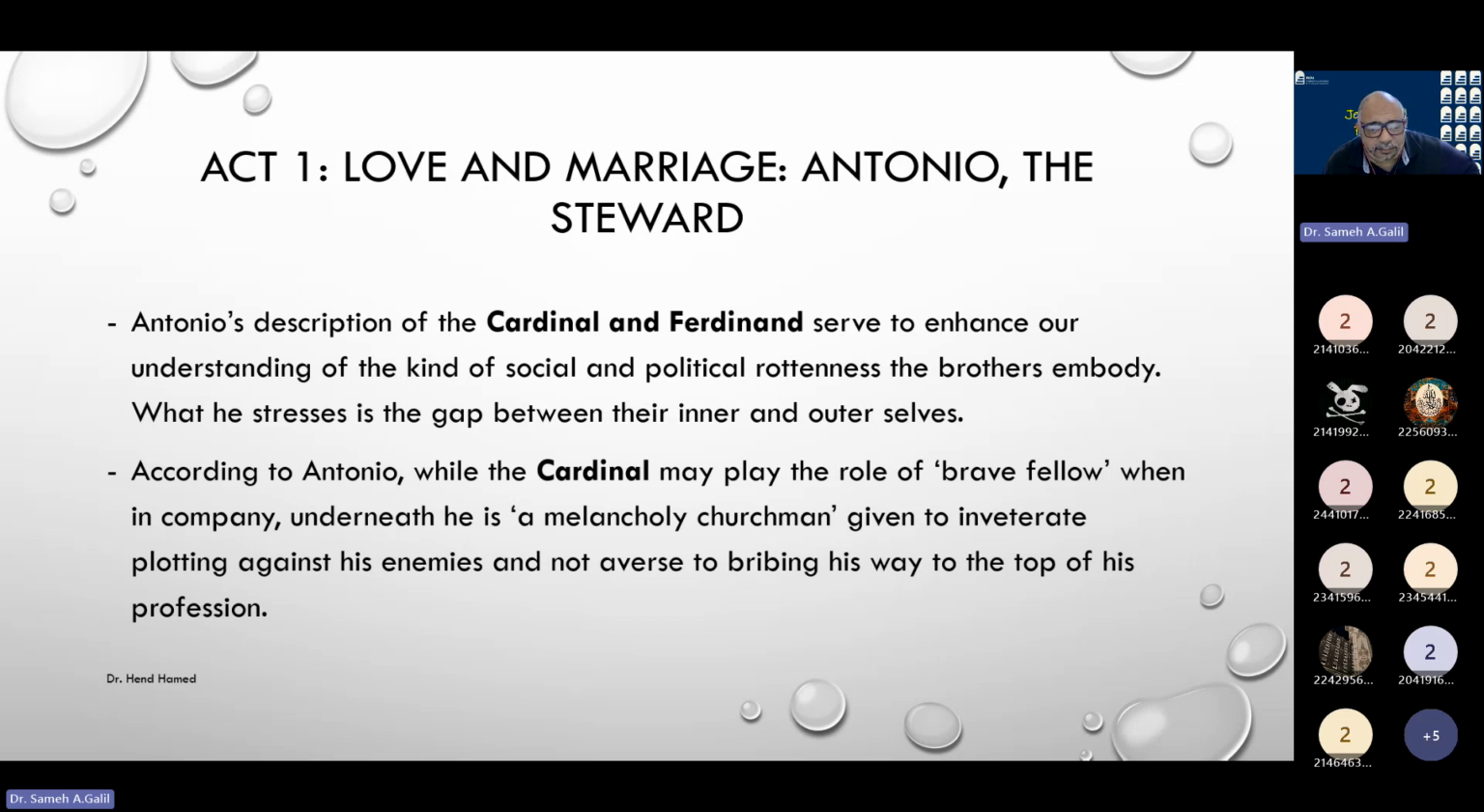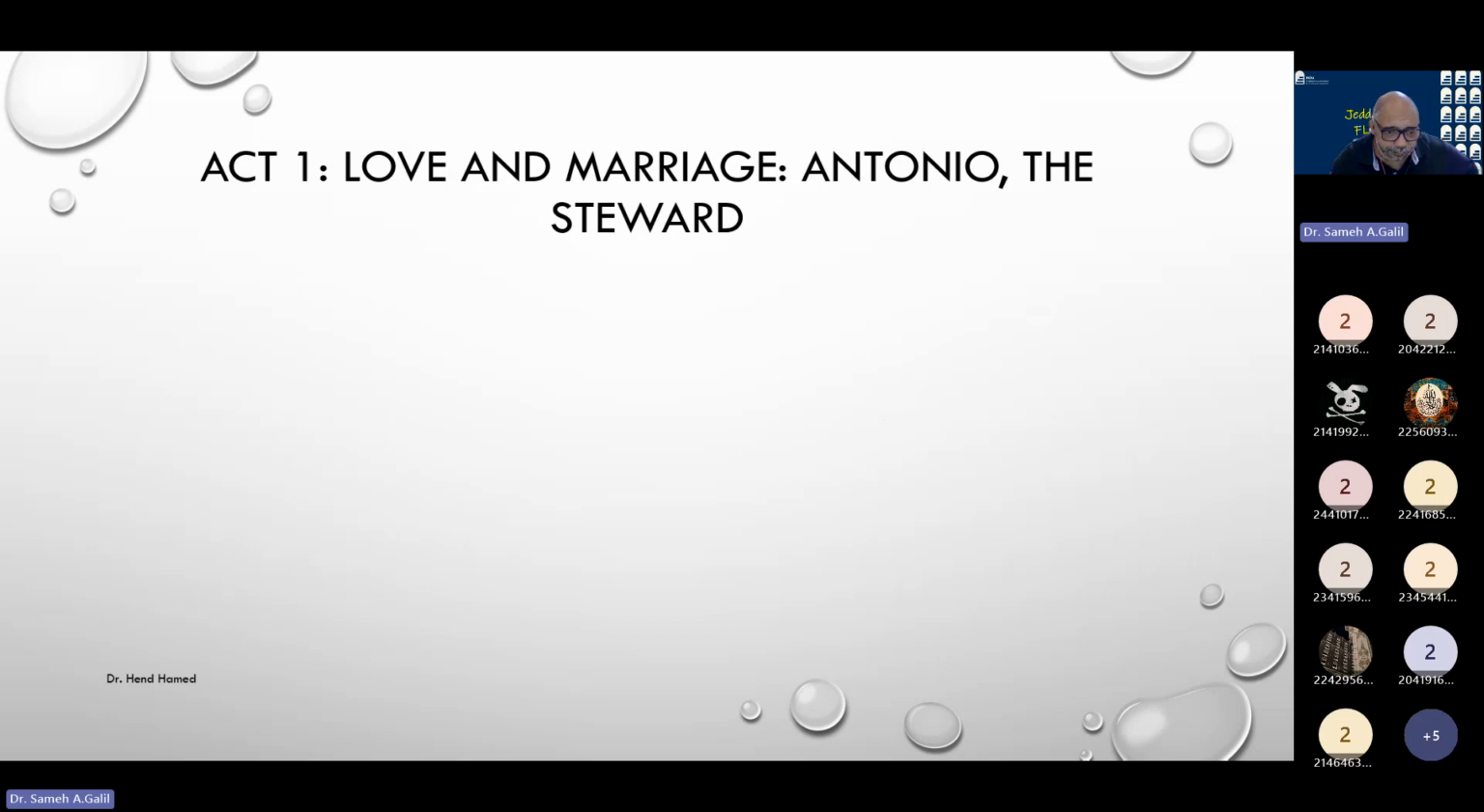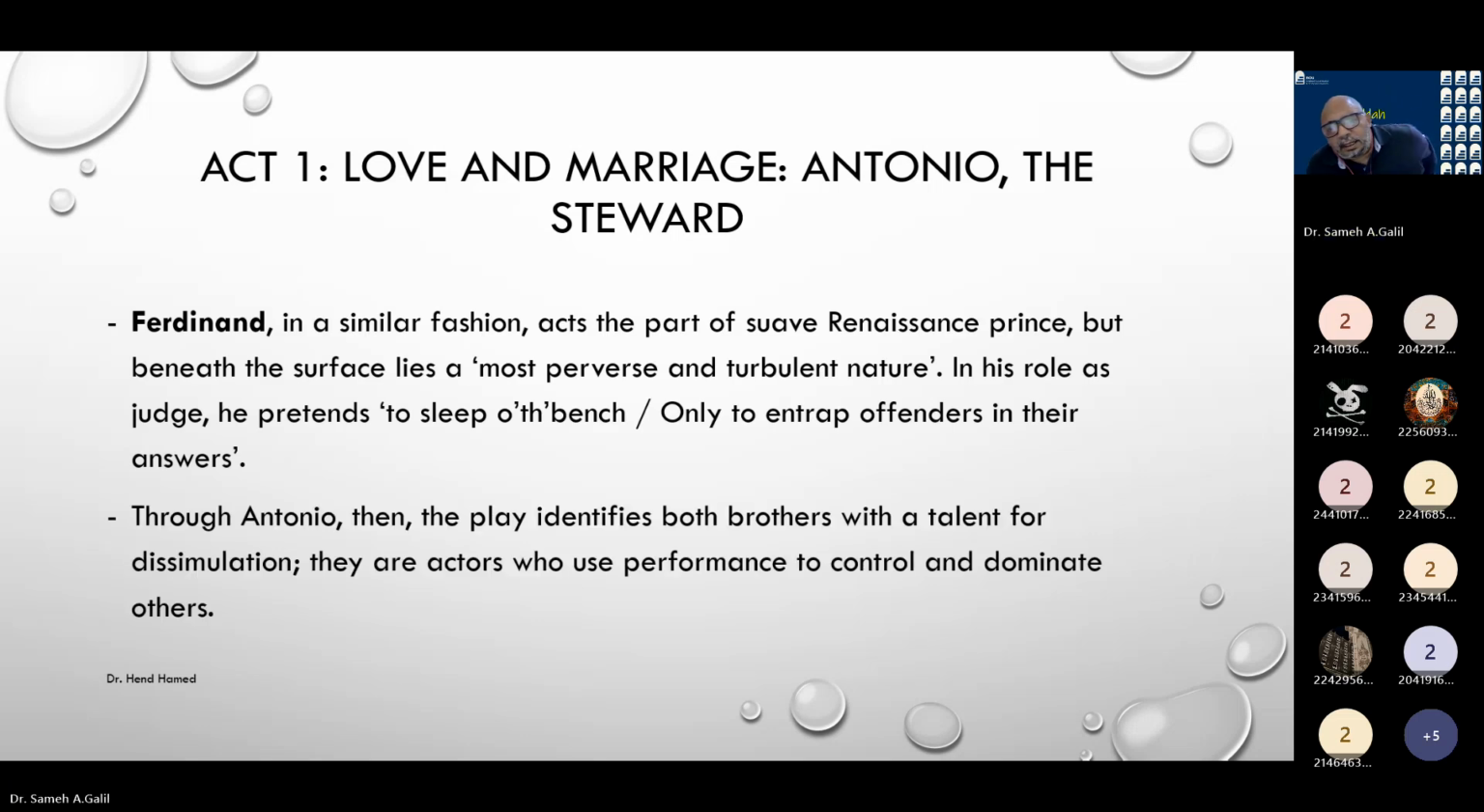He is saying that the cardinal is not brave as he tries to impress on everybody. He's a sad, melancholic individual who plots against his enemies, and he is ready to do anything to be on top of his profession. And then he moves on and talks about the character of Ferdinand, saying that he may impress you as a suave Renaissance prince, but beneath the surface lies a most perverse and turbulent nature. And he says that sometimes he acts like a judge who pretends to sleep over the bench only to entrap offenders in their answers.